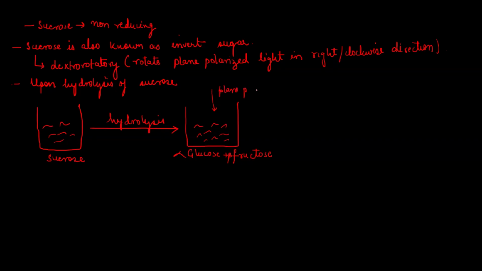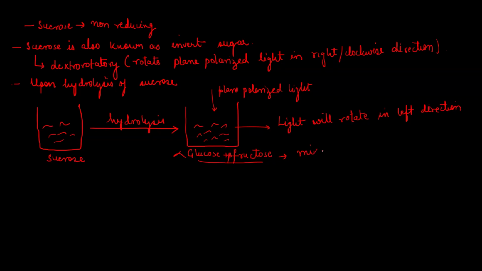Now, if you pass plane polarized light through this mixture, the light will rotate in the left direction. That makes this mixture levorotatory. So this mixture becomes levorotatory.